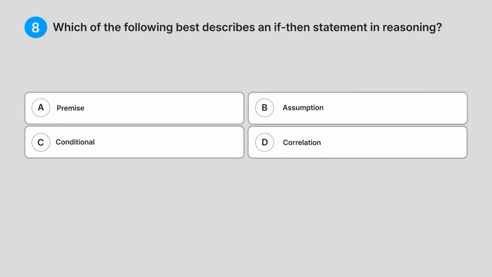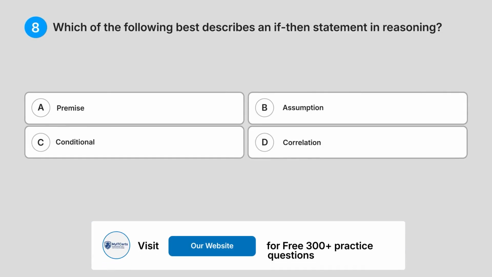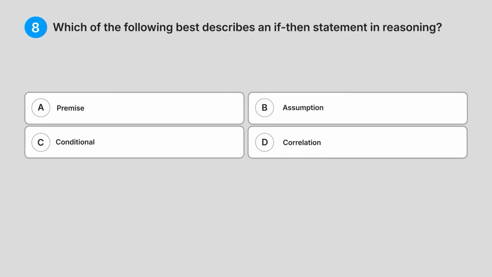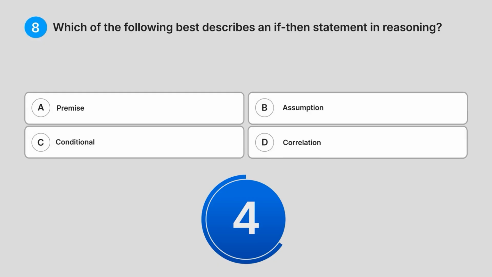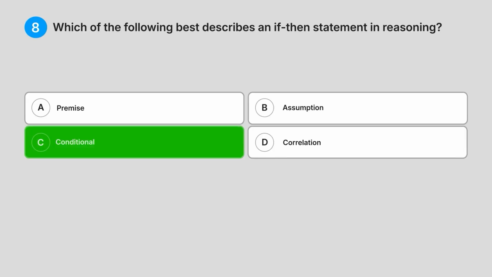Eight. Which of the following best describes an if-then statement in reasoning? A. Premise. B. Assumption. C. Conditional. D. Correlation. Can you guess the answer? Correct answer, C, conditional.